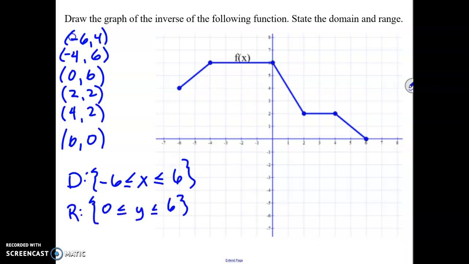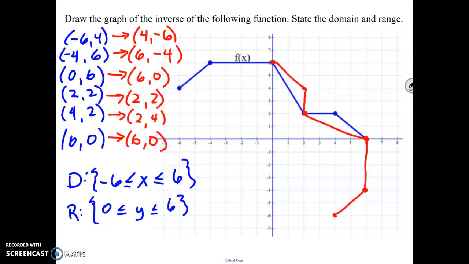So now to graph the inverse, we need to switch the x and the y values around. So this point's going to become 4 and -6. So +4 and -6 would be down here. So we're just going to switch the x and the y values for each coordinate. So you should notice here that we have one invariant point, and that's at the point 2 and 2 right here, because that point did not change.